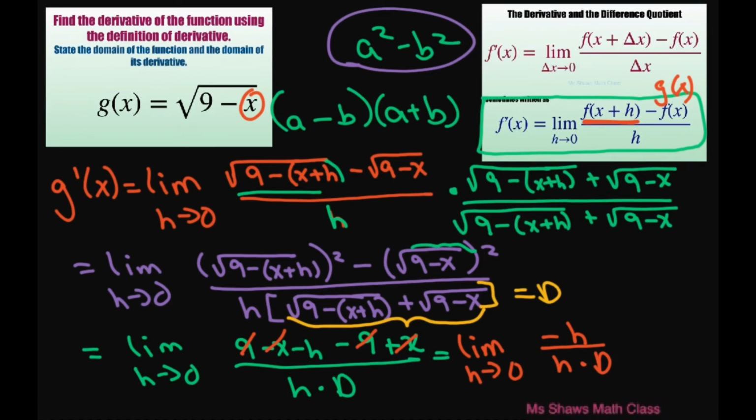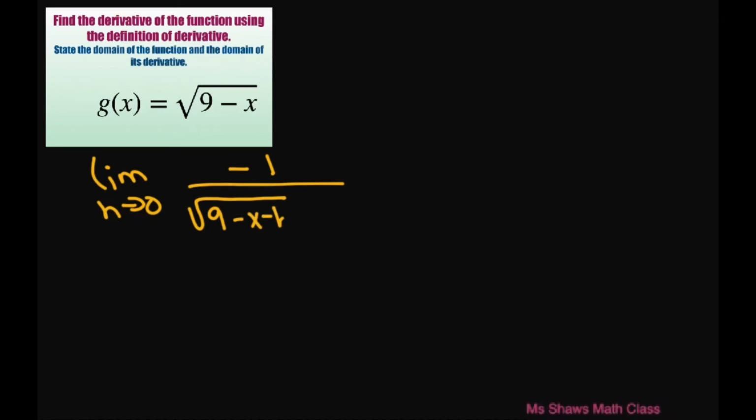And what's going to happen is the h is going to go into h one time. So it's going to be negative 1 divided by our denominator. So now let me write, and this h here will cancel as well. So now we're just left with this in the denominator. We're going to have the limit as h approaches 0 of negative 1. Now here's our denominator again. We're going to have the square root of 9 minus x minus h plus square root of 9 minus x.